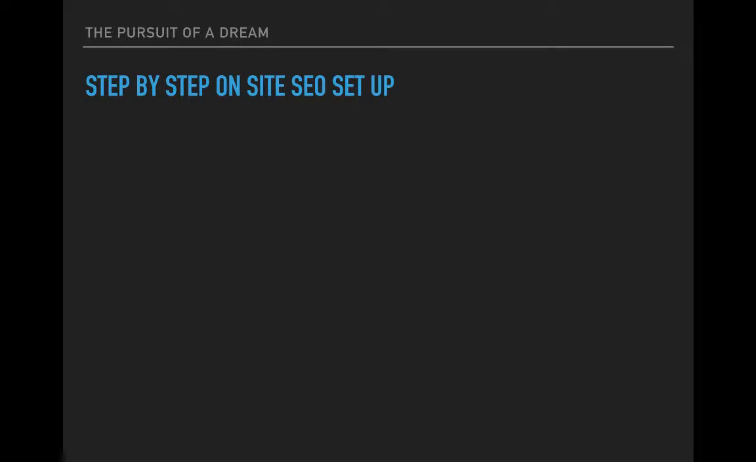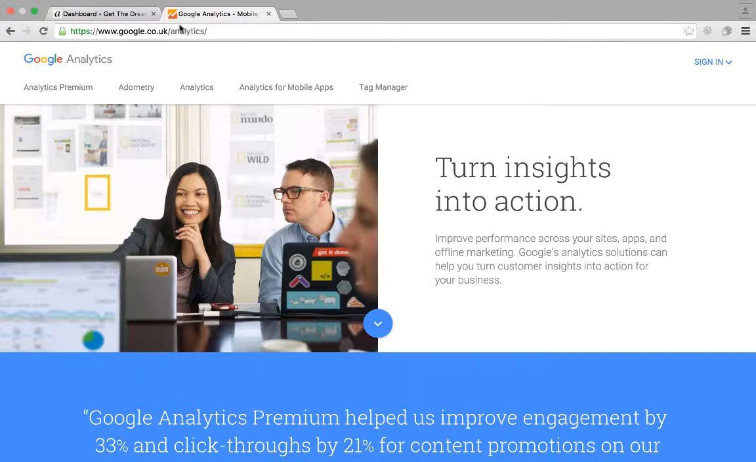Okay, so the first step of this step-by-step guide is to install Google Analytics and Webmaster Tools. I'm going to take you over to the live screen and show you how to do this. Okay, so here we are at the live screen. You want to go to google.com/analytics, or just type Google Analytics into Google, and then you want to sign in with your Gmail account.